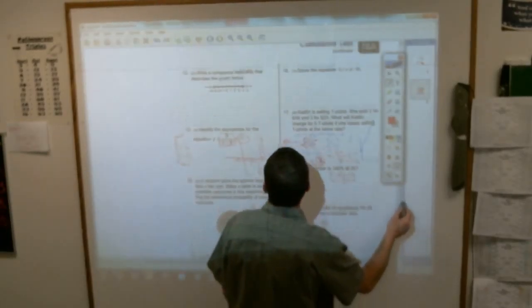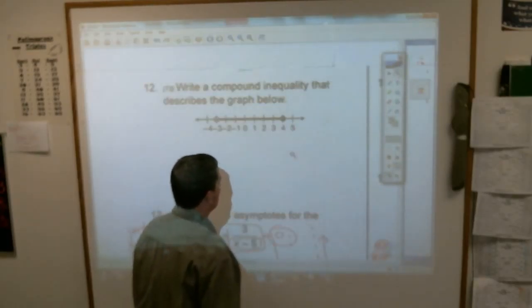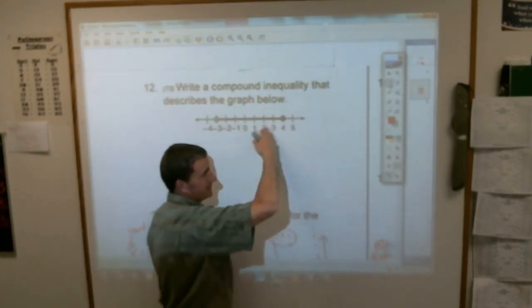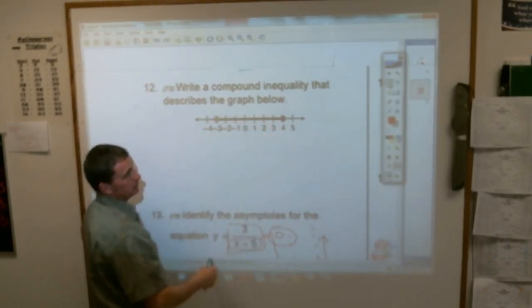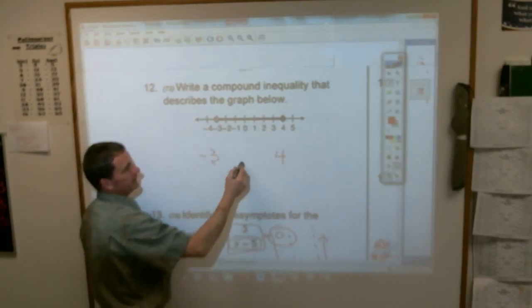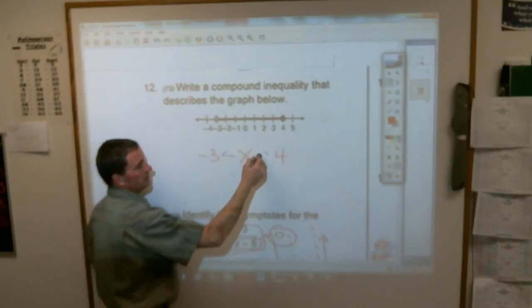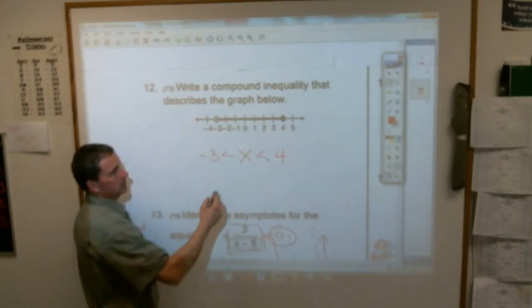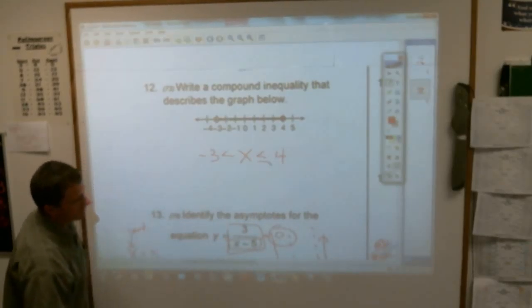I'm very much hoping that you don't struggle at all with problem 12 because first of all, you have to identify whether that's an and or an or. If they come together, it's and. You just need to do this. 4, -3, x in the middle. Always going to be the less than sign. It's a colored in circle, it's an equal. If it's not, then it's just like that.